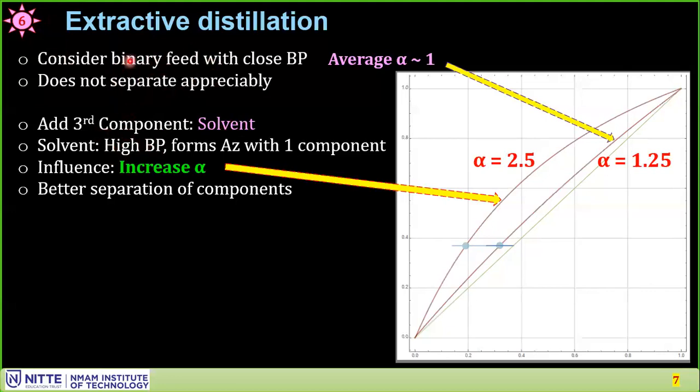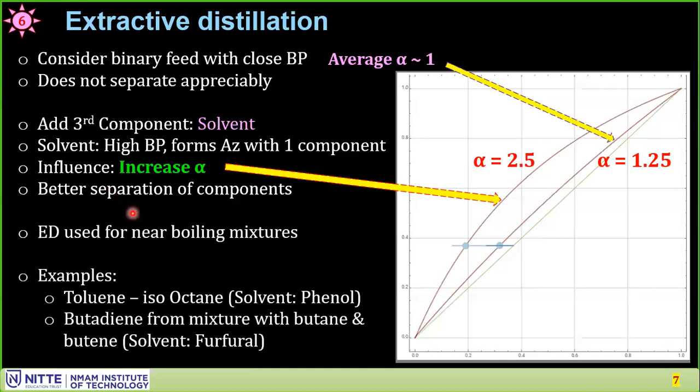The case here is that the boiling points of the two components in the mixture are close, whereas in azeotropic distillation it used to form an azeotrope. Here an azeotrope is not formed. You can observe it. Azeotrope does not form. Now if you take this particular case, you add a third component, a solvent with a high boiling point. It influences the alpha, meaning it increases the alpha, so it is easy to separate the components.